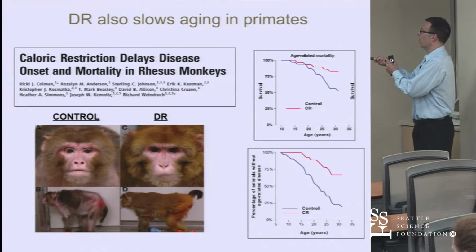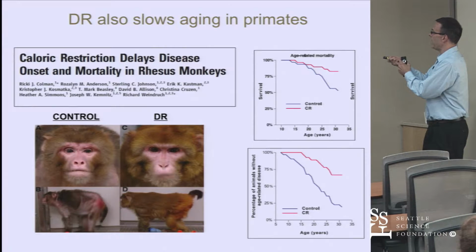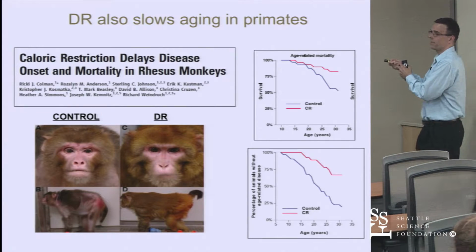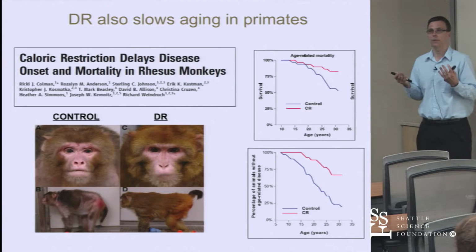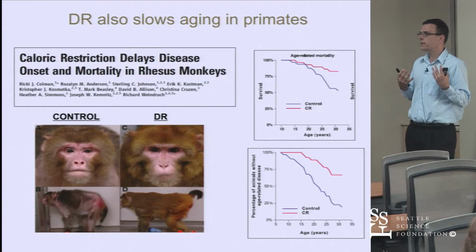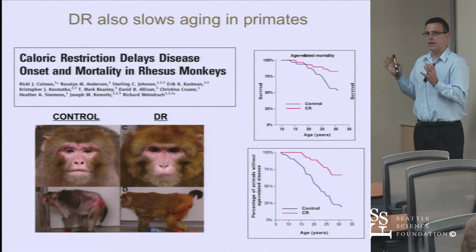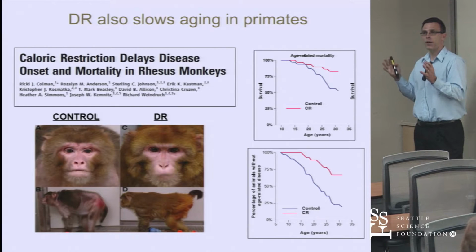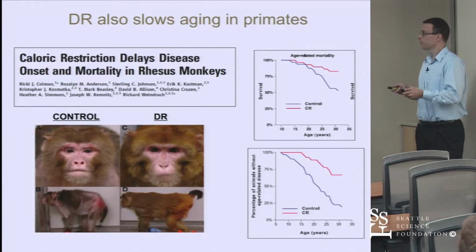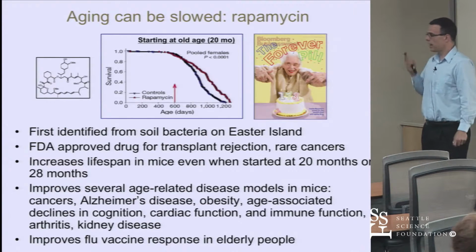And so what you can see here is that in the ad libitum fed group, about 80% of the animals have shown at least one age-related disease, whereas more than half of the restricted animals don't show an age-related disease. So again, at least consistent with the idea that aging has been slowed and the animals are healthier and living longer. Okay, so that's dietary restriction.